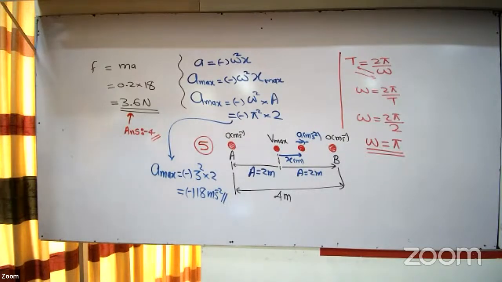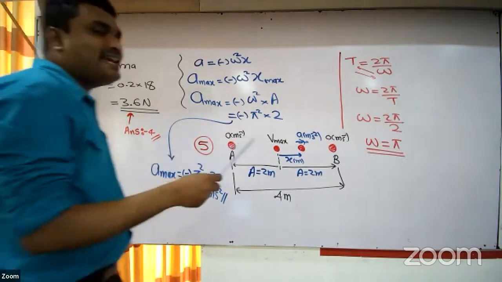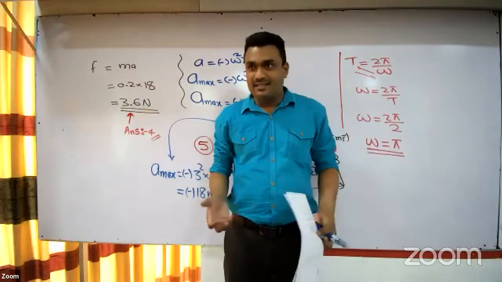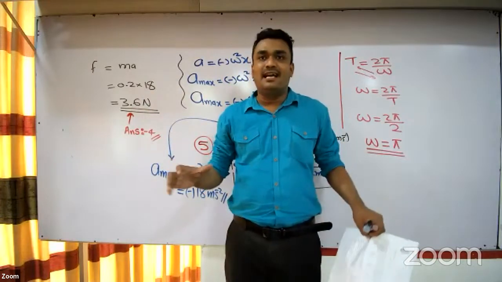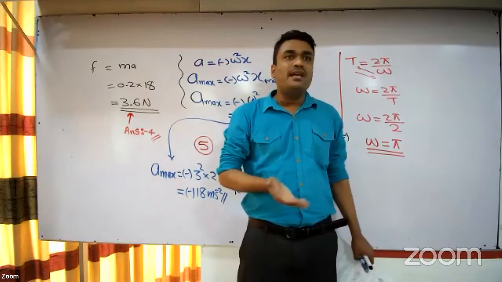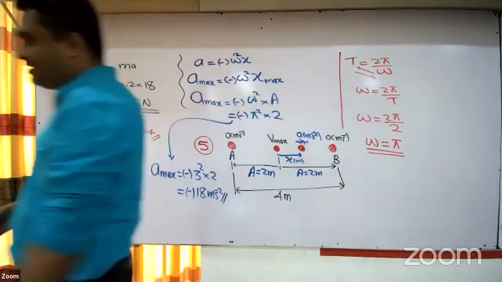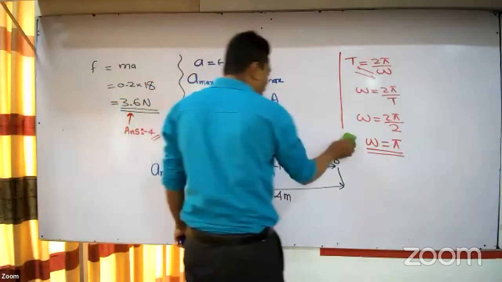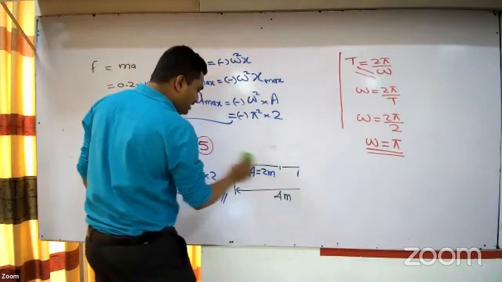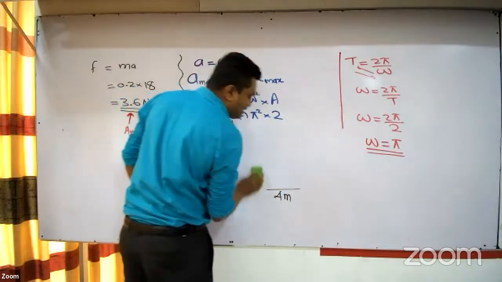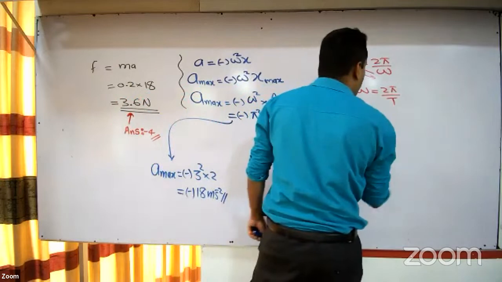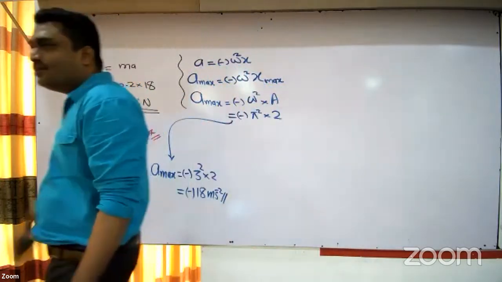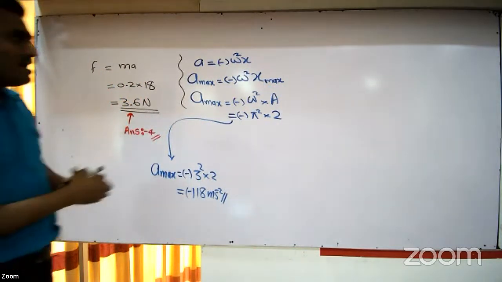Question number 6. ABC is an air prism inside a glass cube. A solid glass cube is there. Inside the glass, they have made a prism by using air. So which is the denser medium, air or glass? Glass is the denser medium. Air is the rare medium.